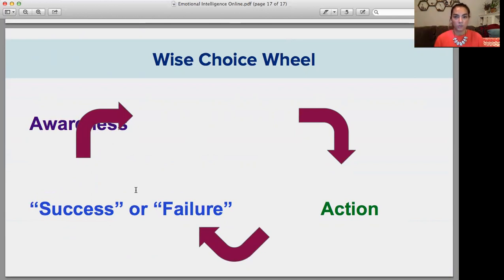So this is the wise choice wheel, and this is how it works. So once we're aware of our emotions, we pause, we ask ourselves the questions, we interact in a way that feels empowering for us and clear. We're speaking with clarity, or we are about to speak with clarity. We take an action that is also clear and is wise.